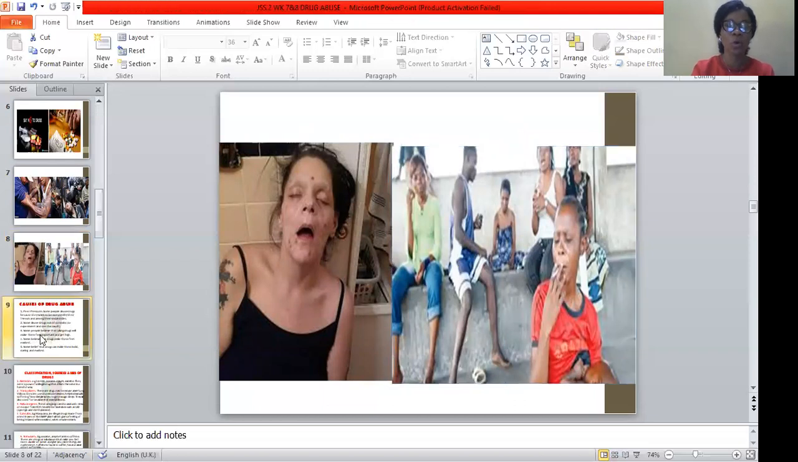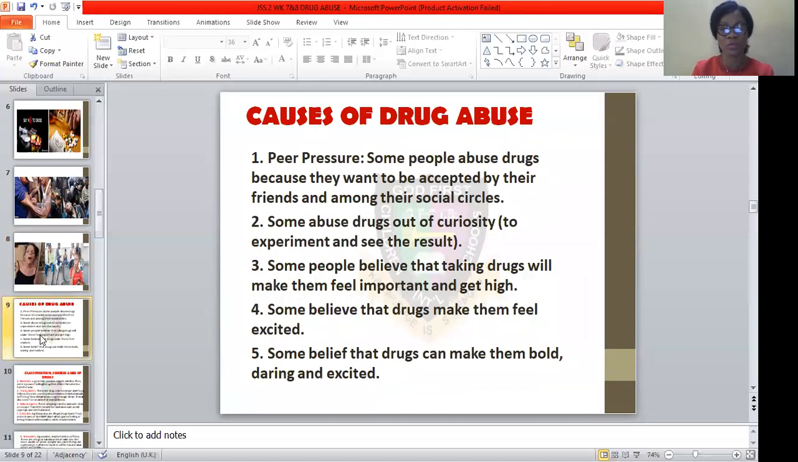Now let's move to causes of drug abuse. Number one reason or cause is peer pressure. Peer pressure, that is from your friends, the ones you call your friends in school, at home, in churches, in the community. Some people abuse drugs because they want to be accepted by their friends, or to be their friends among their social circle.